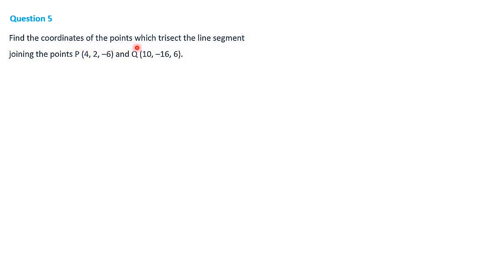Next we shall discuss the fifth question. Find the coordinates of the points which trisect the line segment joining the points P (4, 2, -6) and Q (10, -6, 6).